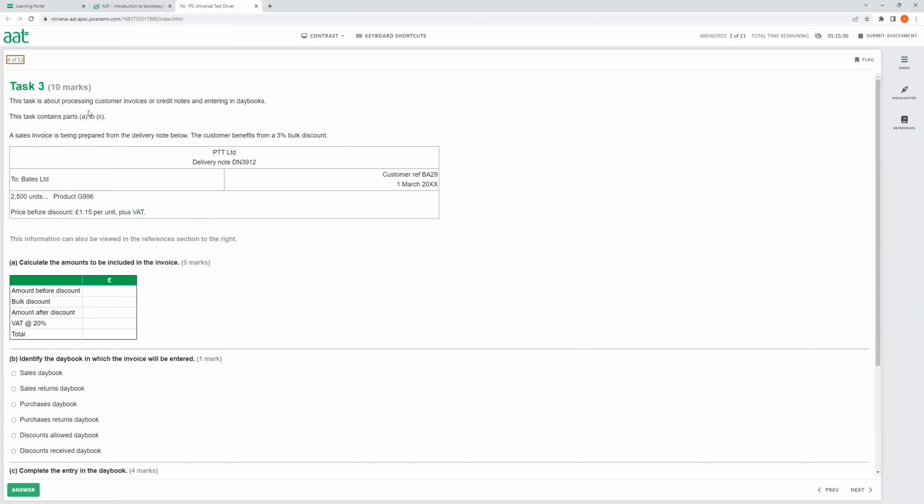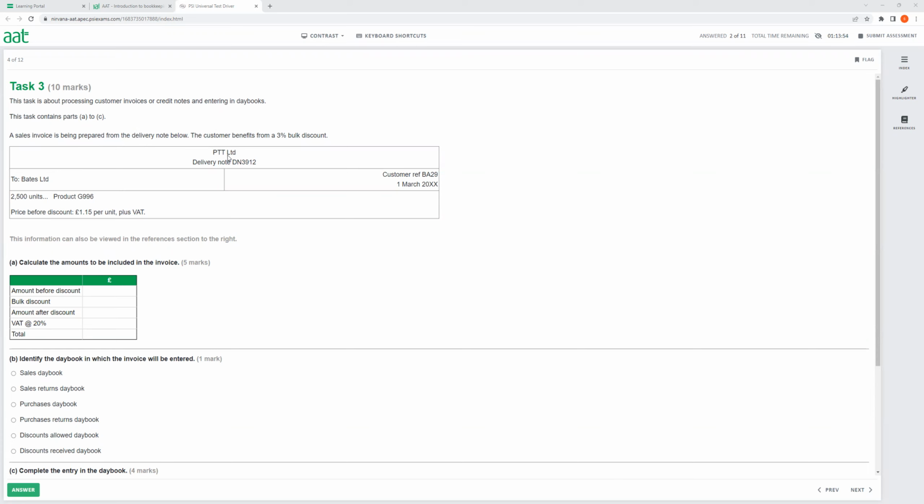The next thing we have here is the 10 marks question, task 3. This task is about processing a customer invoice or credit note and entering it in the daybook. So let's have a look. This task contains parts A to C. A sales invoice is being processed from the delivery note below. The customer benefits from a 3% bulk discount.